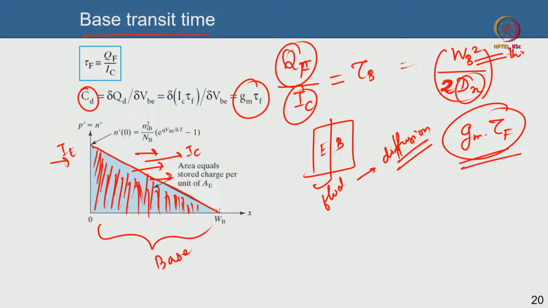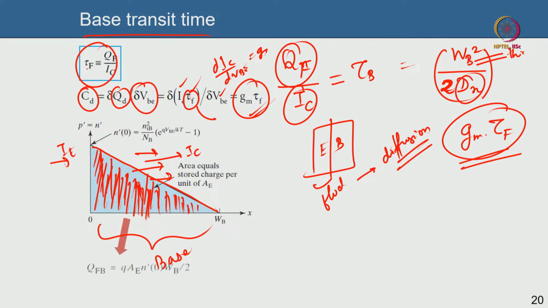So gm times tau f, the transconductance times the base transit time, to a first order gives you the diffusion capacitance. How do we find this? We take the derivative of the stored charge with respect to the base-emitter voltage. The charge is the transit time times the collector current. If you take tau f out of the equation, then dIC by dVBE is your gm. So that's why it's gm times tau f. This is your diffusion capacitance here, and the area under the triangle, maybe I can remove the annotation here.